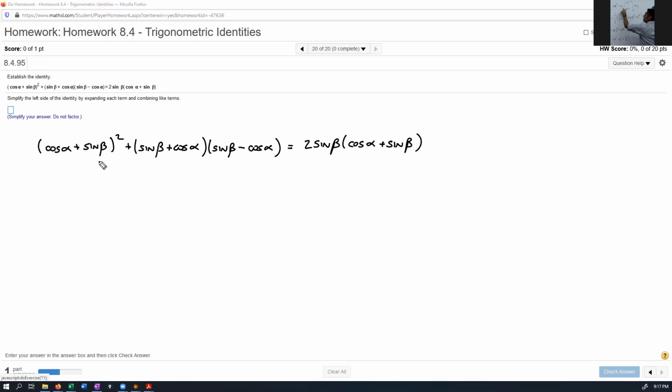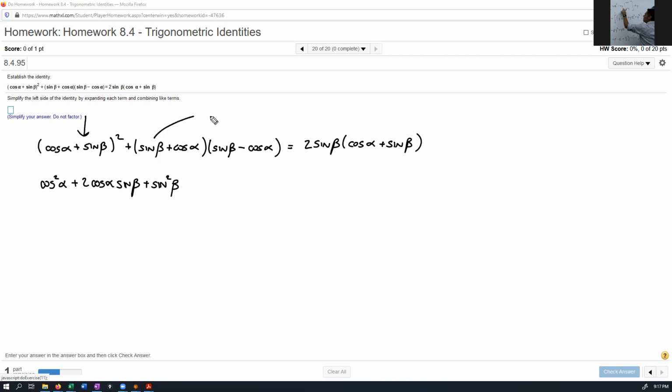All right, let's try this left-hand side. So I'm going to square this. So I have to multiply it times itself. I'm not going to show that. I'm going to trust that you could FOIL this out. This is cosine squared alpha plus 2 cosine alpha sine beta. And then we have plus sine squared beta. Okay, that's what happens when you do this step.